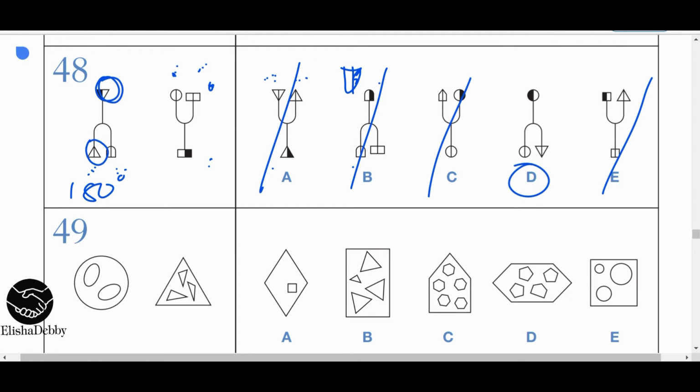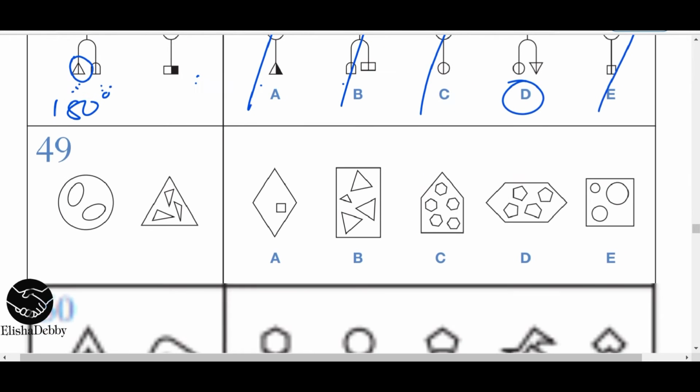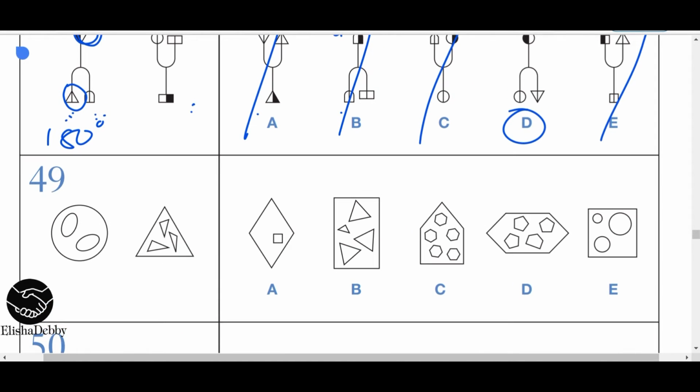Let's look at the next one. This looks a bit tricky. But like I said, don't look at the whole thing at a time. You will miss it. We need to do process of elimination. Which ones don't look like it? So let's take one shape at a time. So we can see there is a circle here and then there's an oval. There's a triangle here and then there are triangles inside. So circle, we'll say that's more like a circle.